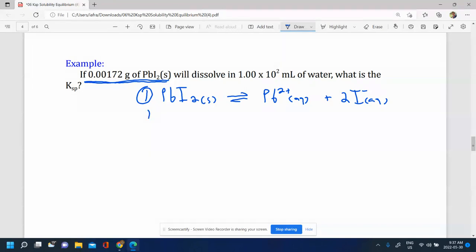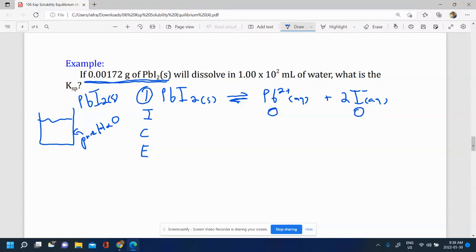We're going to have I, C, E. And generally, remember when you have an ICE table, you need to have some initial concentrations given to you. Now, assuming that we just have a beaker of pure water, at the very beginning of this process, if you only have pure H2O, you don't have any of the ions present, right? So you have 0 of this and 0 of this.